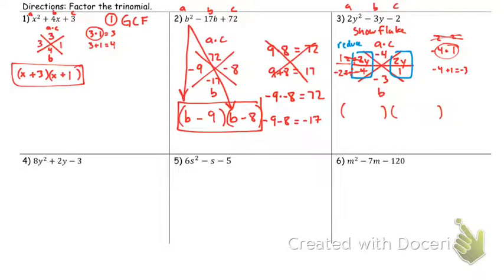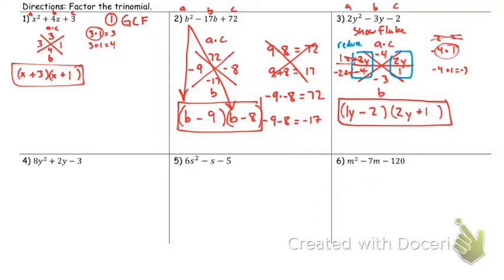So what is our answer? This turns into 1y, that goes in the first spot, 1y minus 2. That's your first parentheses. The next one is 2y plus 1. This is called the snowflake method, and this is how you factor when your a value is not 1, any number other than 1.